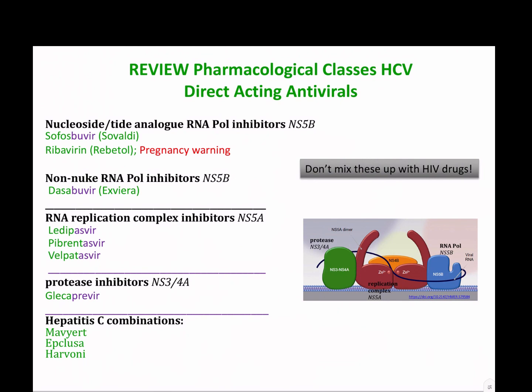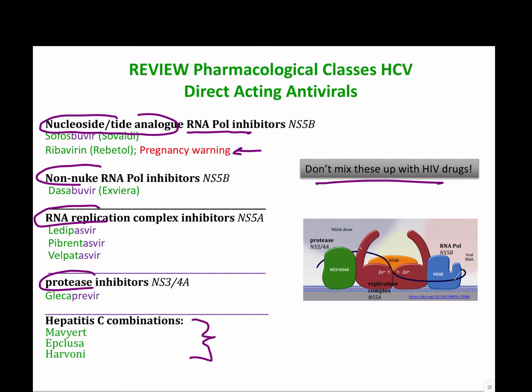So to review those classes of direct-acting antivirals, we've got those nucleoside-nucleotide analogs that are RNA Pol inhibitors, and you specifically need to know details about ribavirin. You've got the non-nucleoside-nucleotide analogs, the replication complex inhibitors, the protease inhibitors, and these 3 particular combination drugs. And here I'm really specifying not to mix them up with HIV drugs, because we have nukes, non-nukes, and protease inhibitor HIV drugs that are specific only to HIV. A little bit of a naming hint, the protease inhibitors are previrs, P for protease. The RNA replication are asvirs, and both of the types of RNA Pol inhibitors are buvirs.